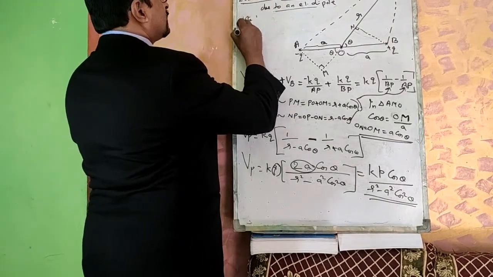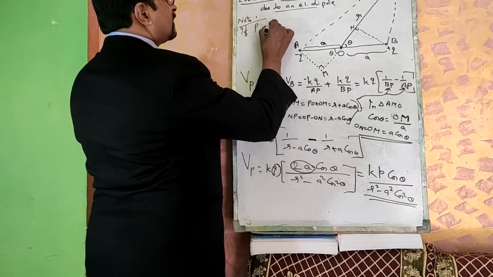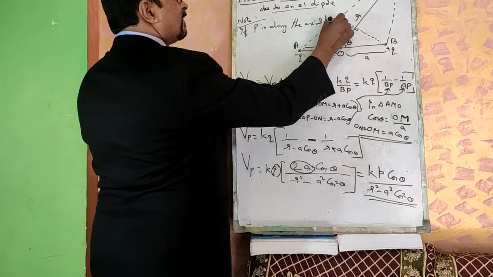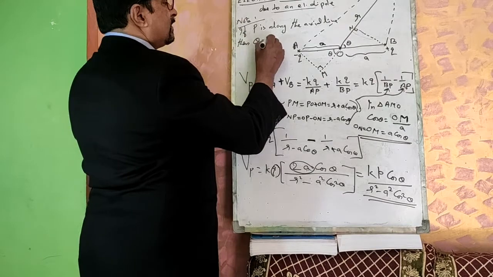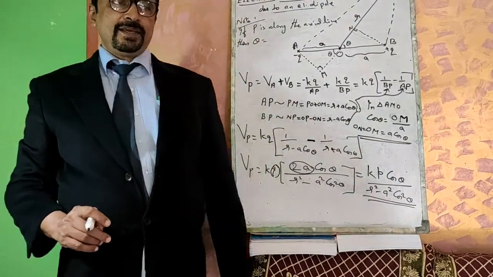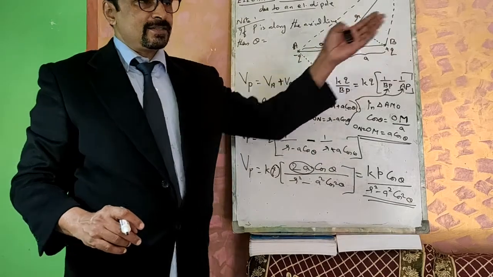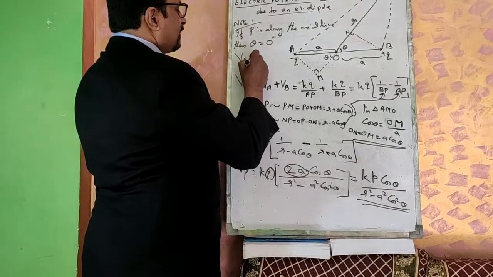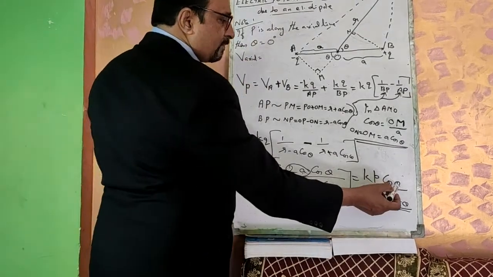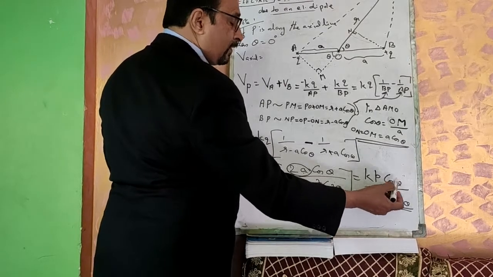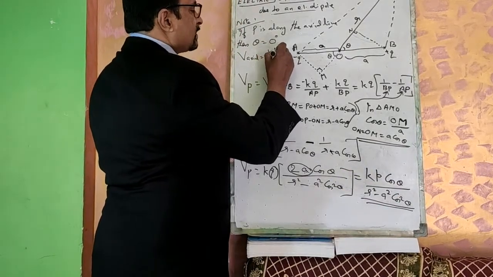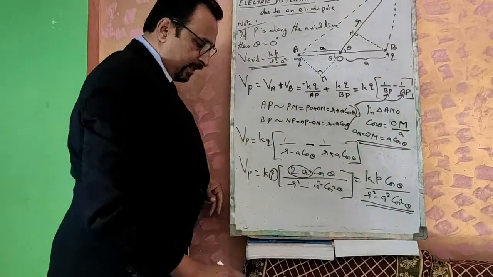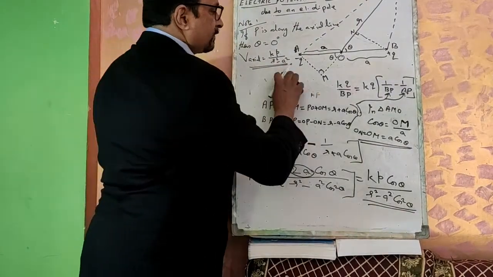Then what is theta? If P is along the axial line, then is your theta 90 degree along the axial line? No. Along the axial line, theta is 0 degree or 180 degree. Theta is equal to 0 degree. Therefore, V axial is equal to, here instead of theta, you have to write 0 degree. So Kp into cos 0, that is 1, divided by R square minus A square. If P is along the equatorial line, what is happening?